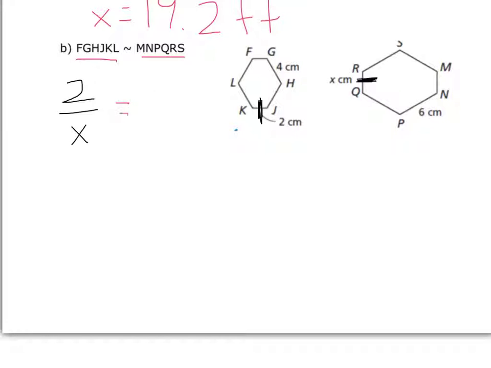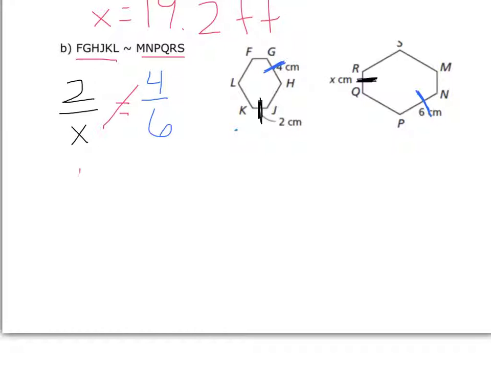Okay, and I'm going to say that is equal to the other corresponding side here. That side is 4 centimeters long over, that side would match up with this 6 centimeters long. Now, we just need to cross multiply and solve.